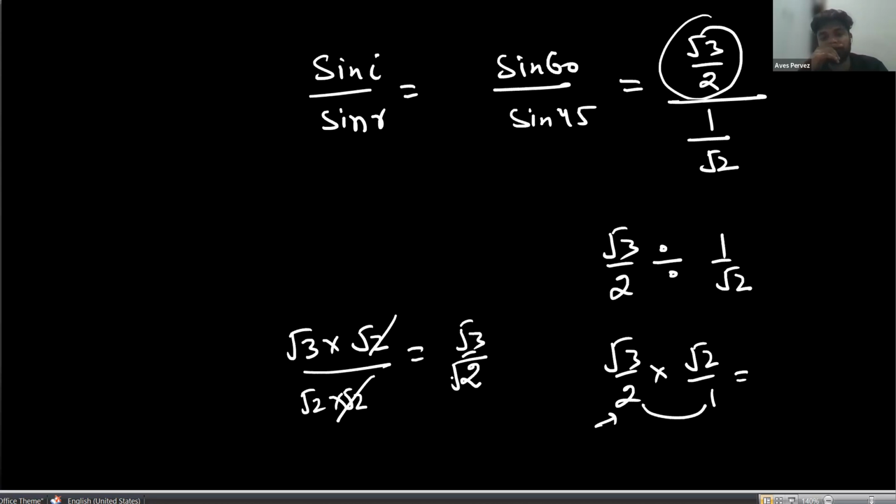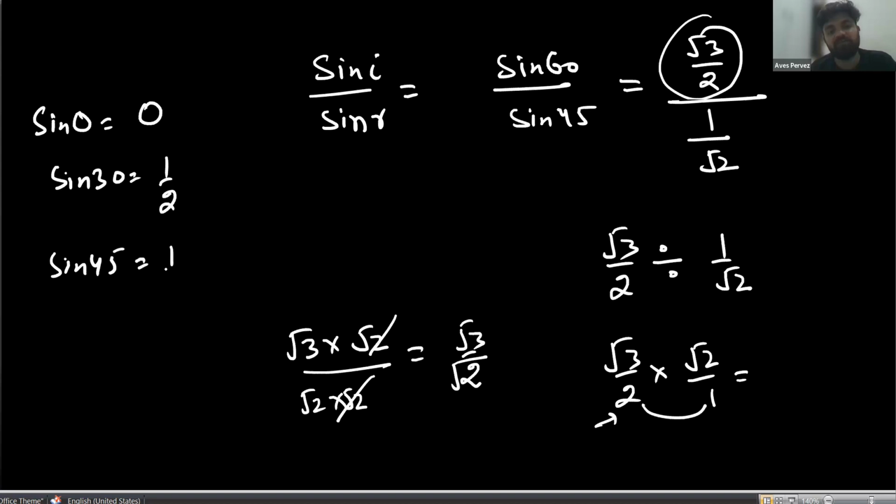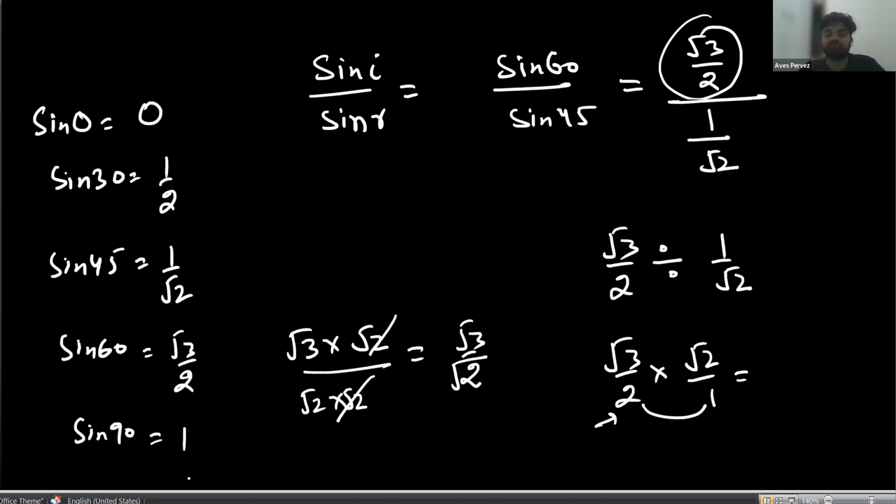Have you noted the values of sine 30 and sine 0? Please note it down. Sine 0 is 0. Sine 30 is 1 by 2. Sine 45 is 1 by root 2. Sine 60 is root 3 by 2. And sine 90 is 1. Please note it down.